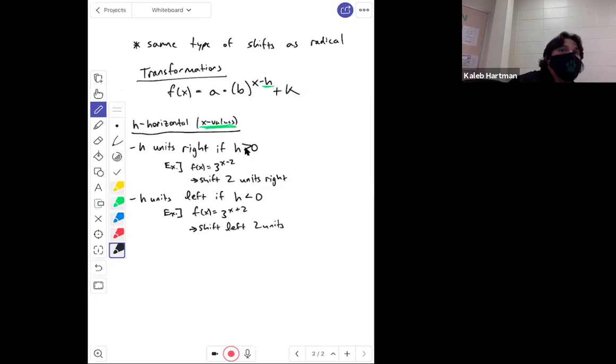Shift with an H. Yep, not Swift. Okay. So K, if H moves you horizontally, K moves you vertically. So that changes your f of x. That changes your range values, which isn't hugely important, but we still need to note how that changes things. So it moves it K.